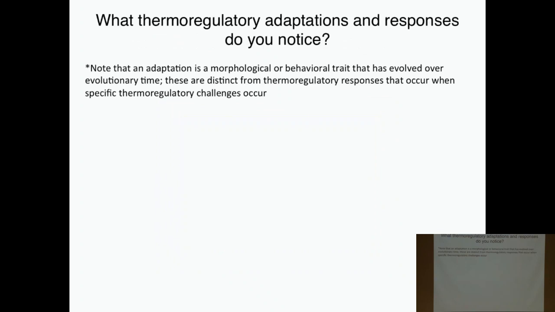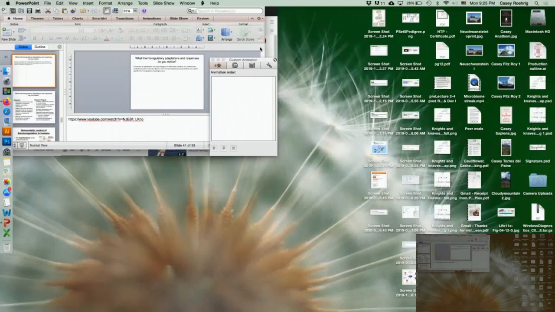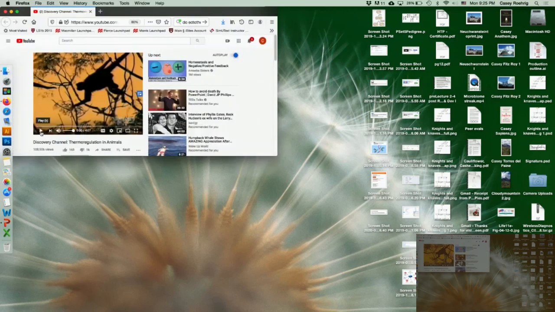Okay, so we're going to do this next thing relatively quickly, looking at some examples of some different animals. And what I want you to do is watch and identify both evolutionary adaptations that allow for thermal regulation, as well as behavioral or physiological responses that allow for thermal regulation in these animals.